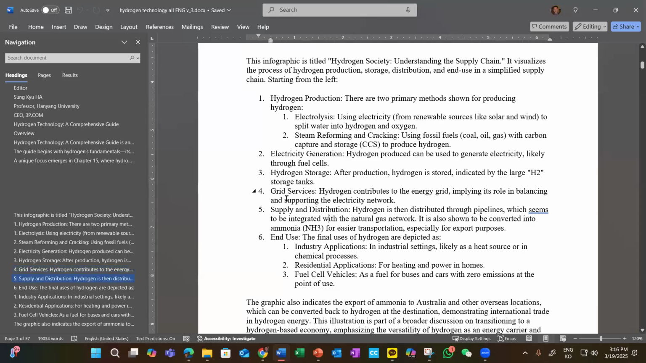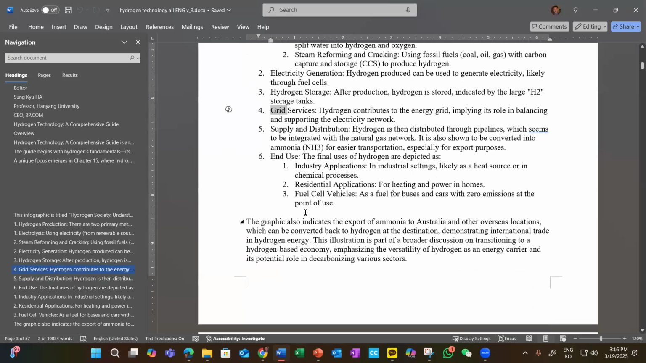So anyhow, the concept of a grid is important. Ammonia, NH3, is also important as a carrier of hydrogen gas.